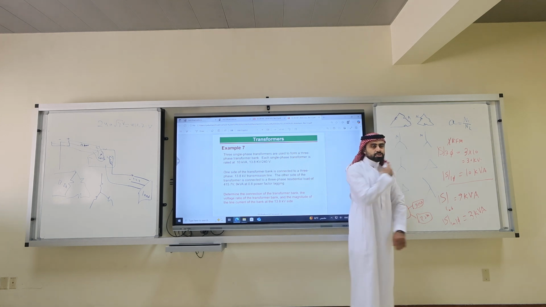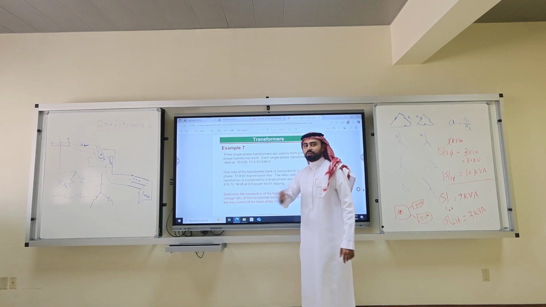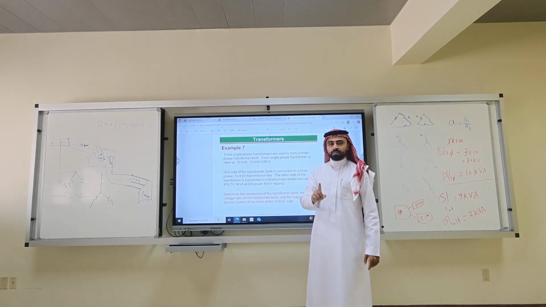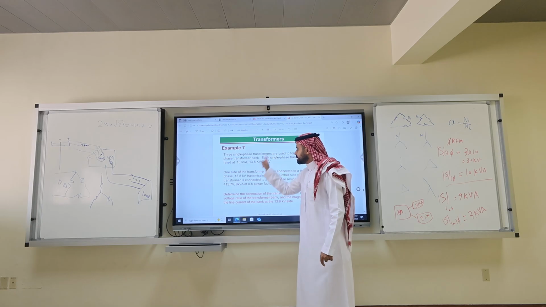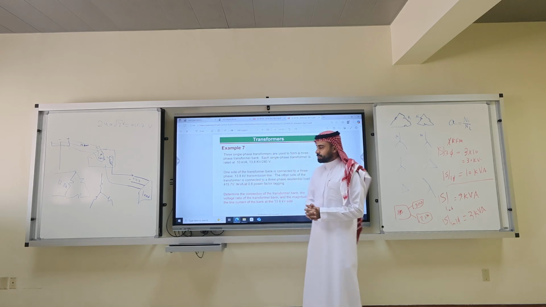Get it? So don't ever confuse the 10 and the 9. Both are three-phase in this example. This is single phase times 330. This is 9 for three-phase. I have room of 21.